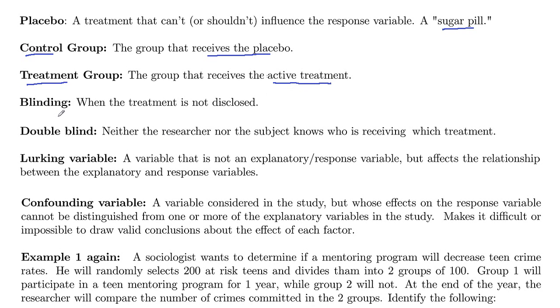Blinding is when the treatment is not disclosed. Now you can have single blinding where it's not disclosed only to the subjects, but the researchers know what's going on. Or you can have a double-blind experiment in which neither the researcher nor the subject knows who is receiving which treatment. Now, double-blinded experiments will give you stronger results because there's no opportunity for the subject to be influenced by thinking, "Oh, I'm getting the active medication. This is really going to work."